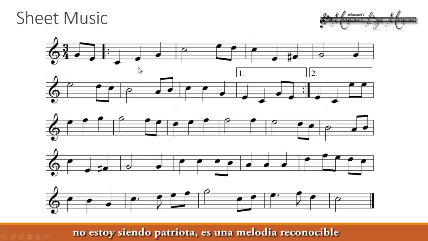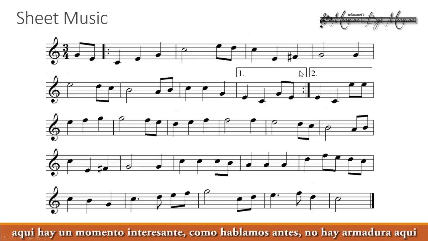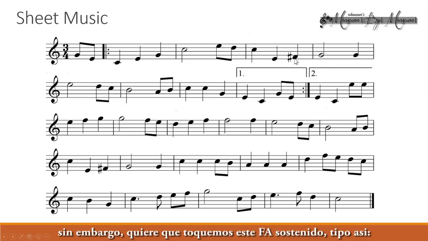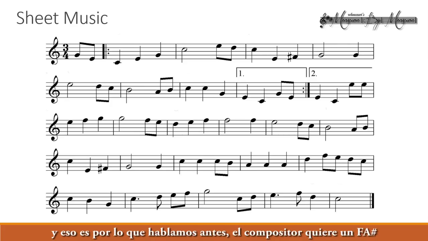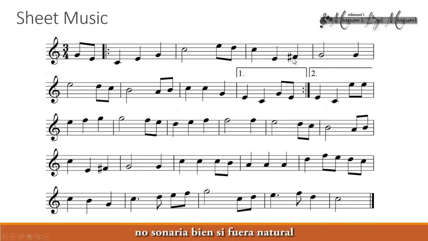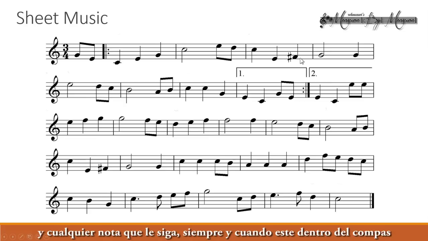It's a recognizable melody, and it's very nicely spread, and one can very clearly see what's going on. Here is the interesting instance. Like we talked before, there is no key signature here, yet it wants us to play this F sharp. It goes from, right? And that is because of what we talked before. The composer needs that F sharp. It doesn't sound right if it were natural. So he put that in front of the note to change just that note and any note that would follow it, as long as it's within the measure.